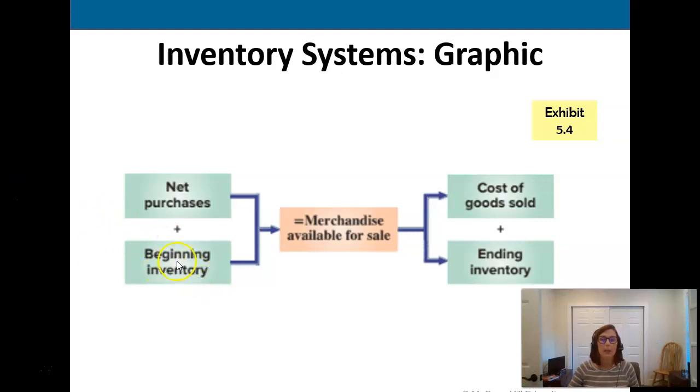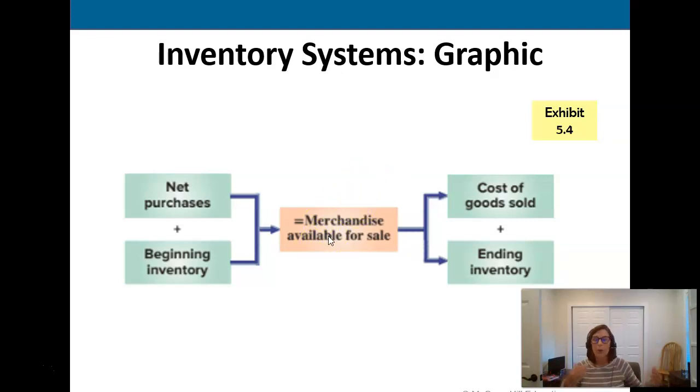So we've got our beginning inventory and any net purchases, basically anything new that we've bought to sell, and those two combined are what are called merchandise available for sale. In other words, this is what we have that we can theoretically turn around and sell to somebody else. The stuff we started the period with plus the additional merchandise we purchased to sell.